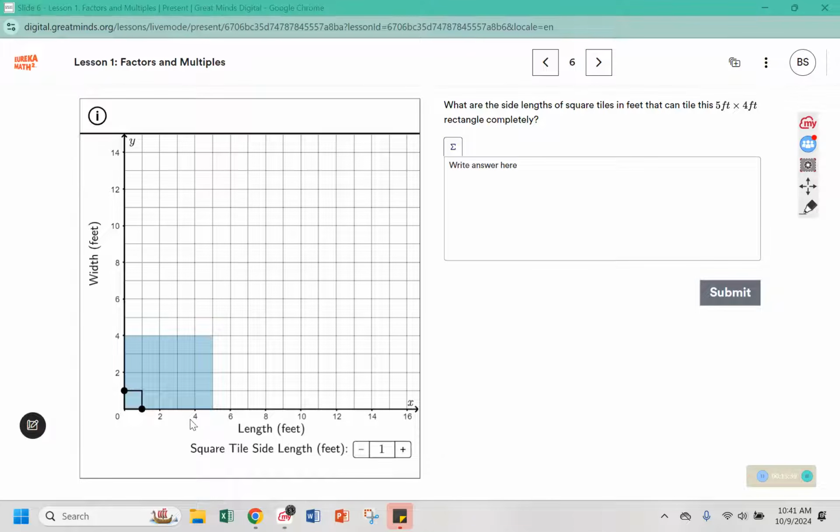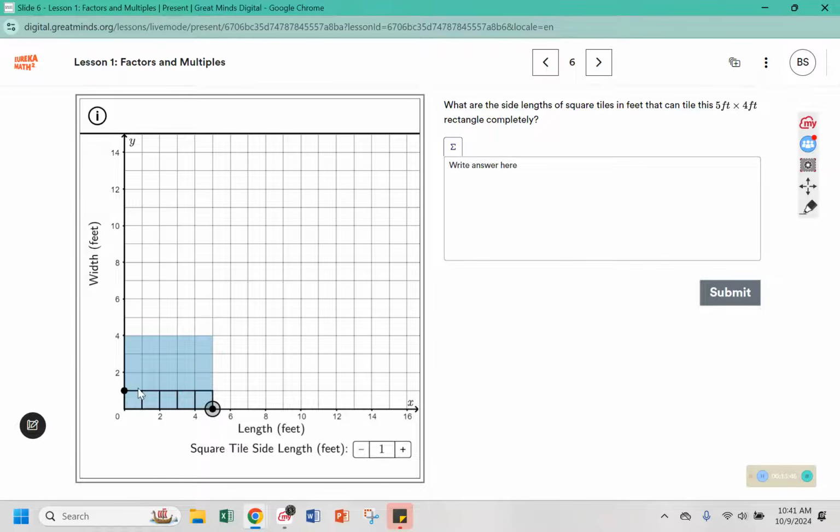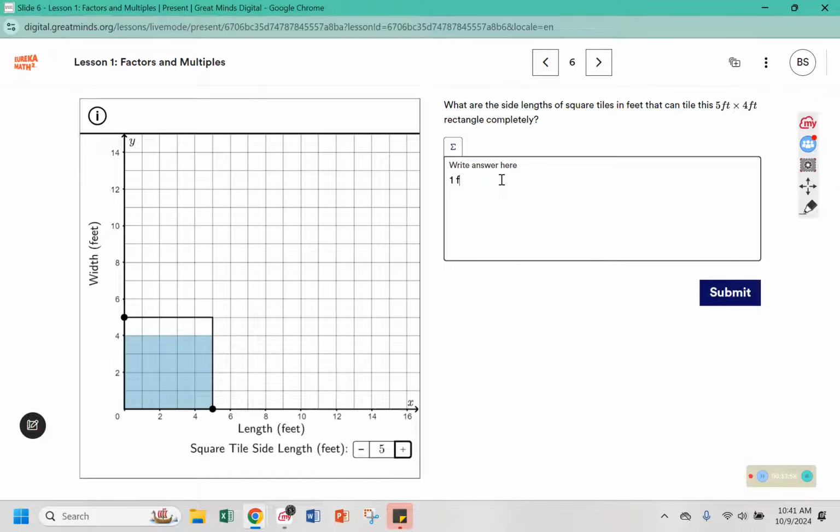What are the side lengths of square tiles in feet that can tile this 5 foot by 4 foot rectangle? 1 definitely works. 2, nope. 3, no. 4, no. And 5, no. So just 1 foot tiles will tile that section.